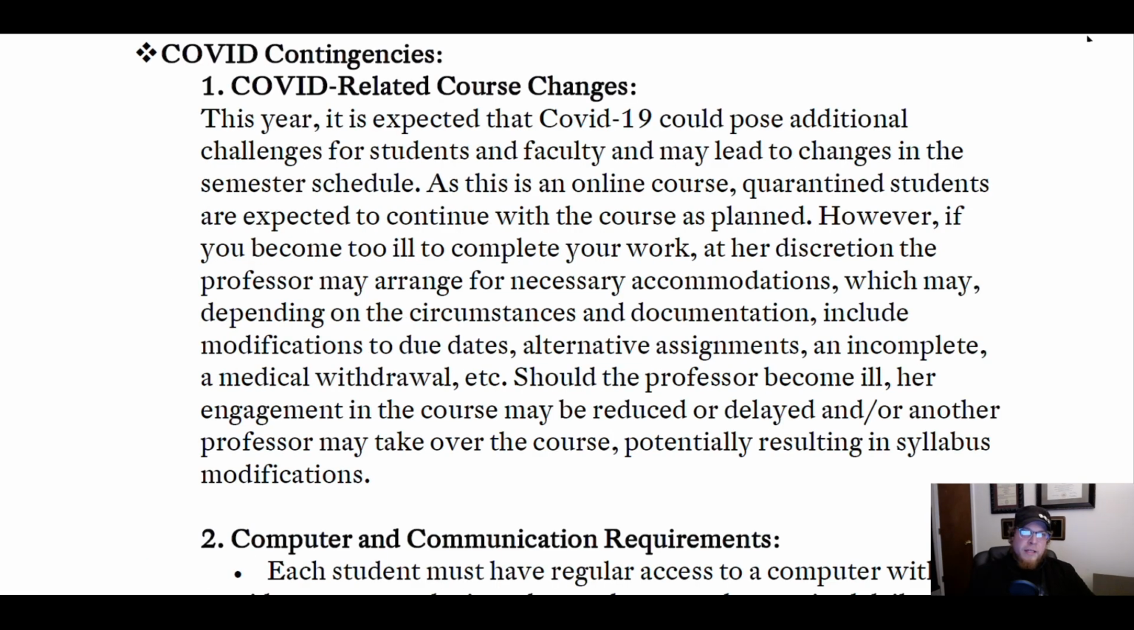All right, COVID contingencies. Since this is an online class, we don't have the same kind of COVID contingencies as an in-person class. For example, if you're at home by yourself, you do not need to wear a mask when you sit down to watch the lectures for this class or do your work for this class.